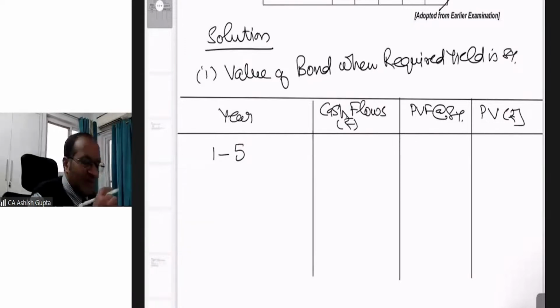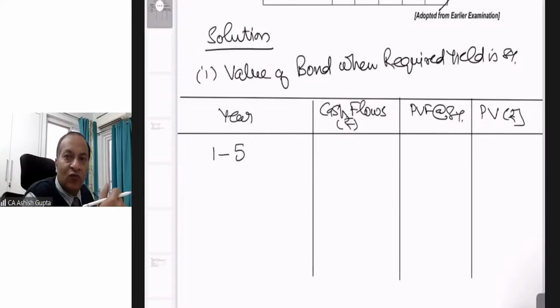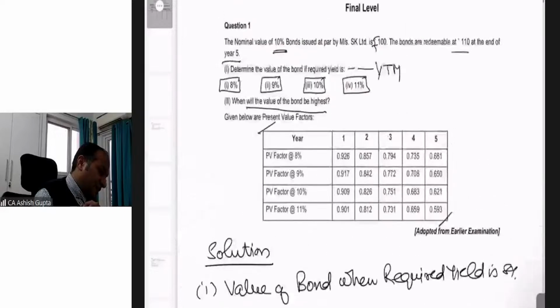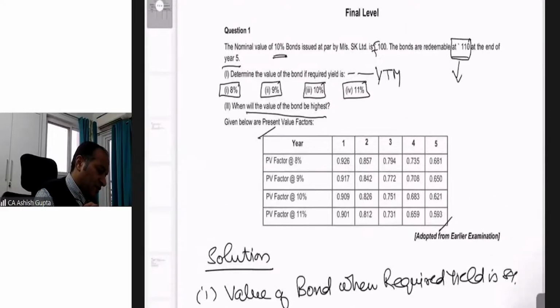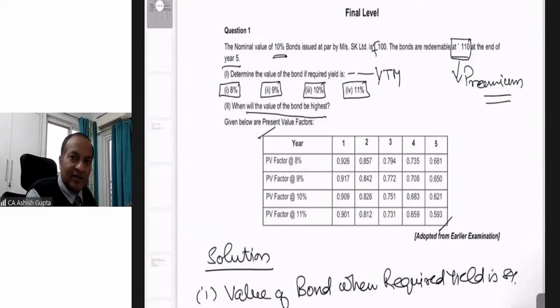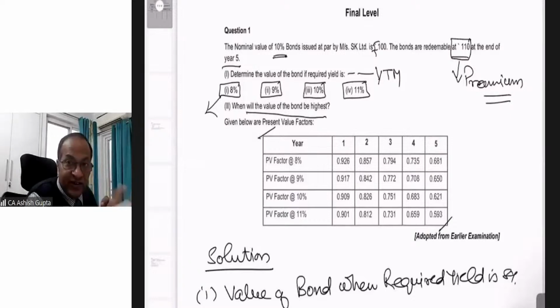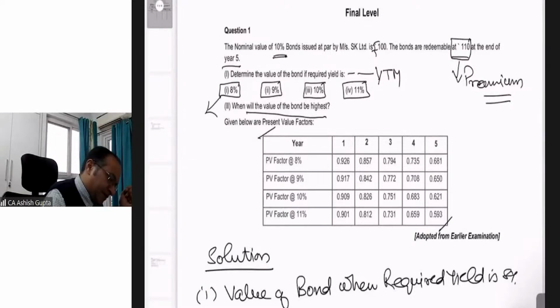Now, what does it mean, how much value is justified? How much value is justified for a bond that is paying a 10% coupon and redeeming at par? Sorry, it is redeeming the debenture at a premium, as you can see here. So you have to see how much price is justified if the expected yield is 8%.